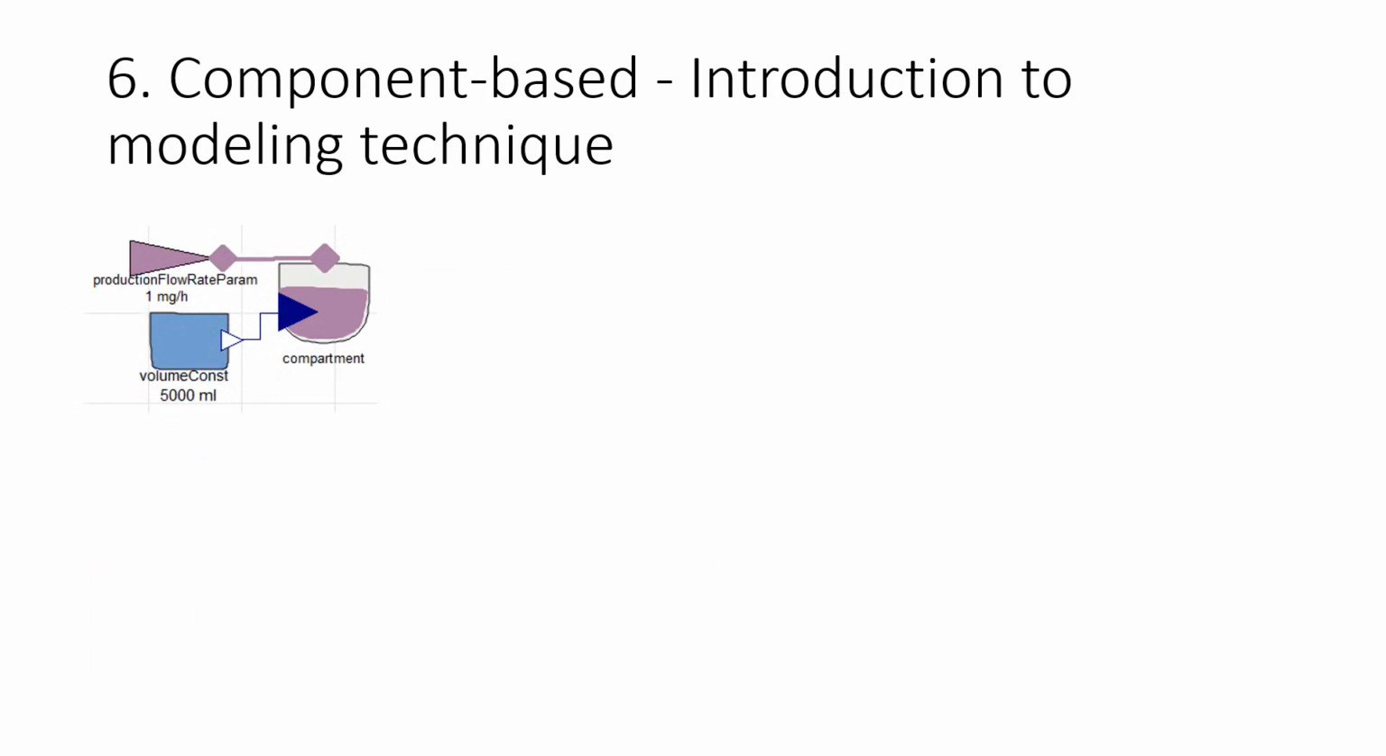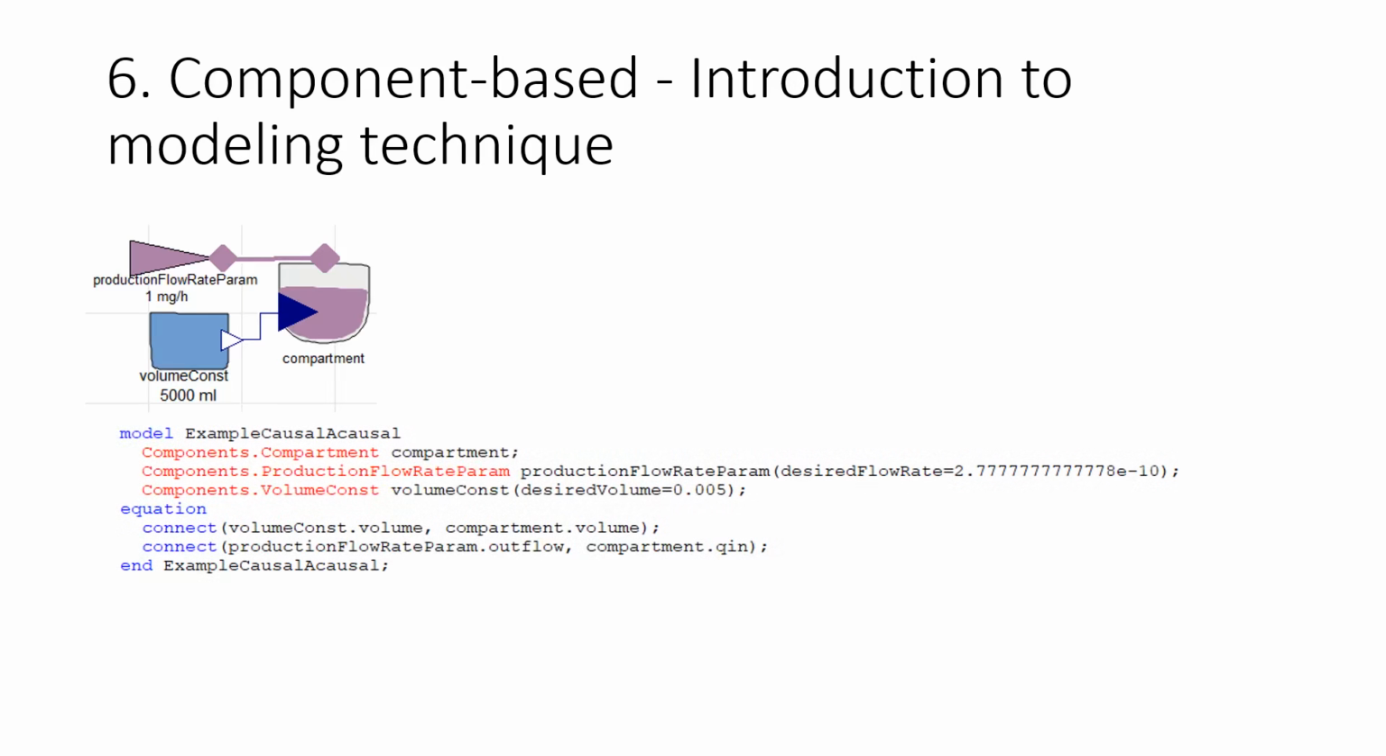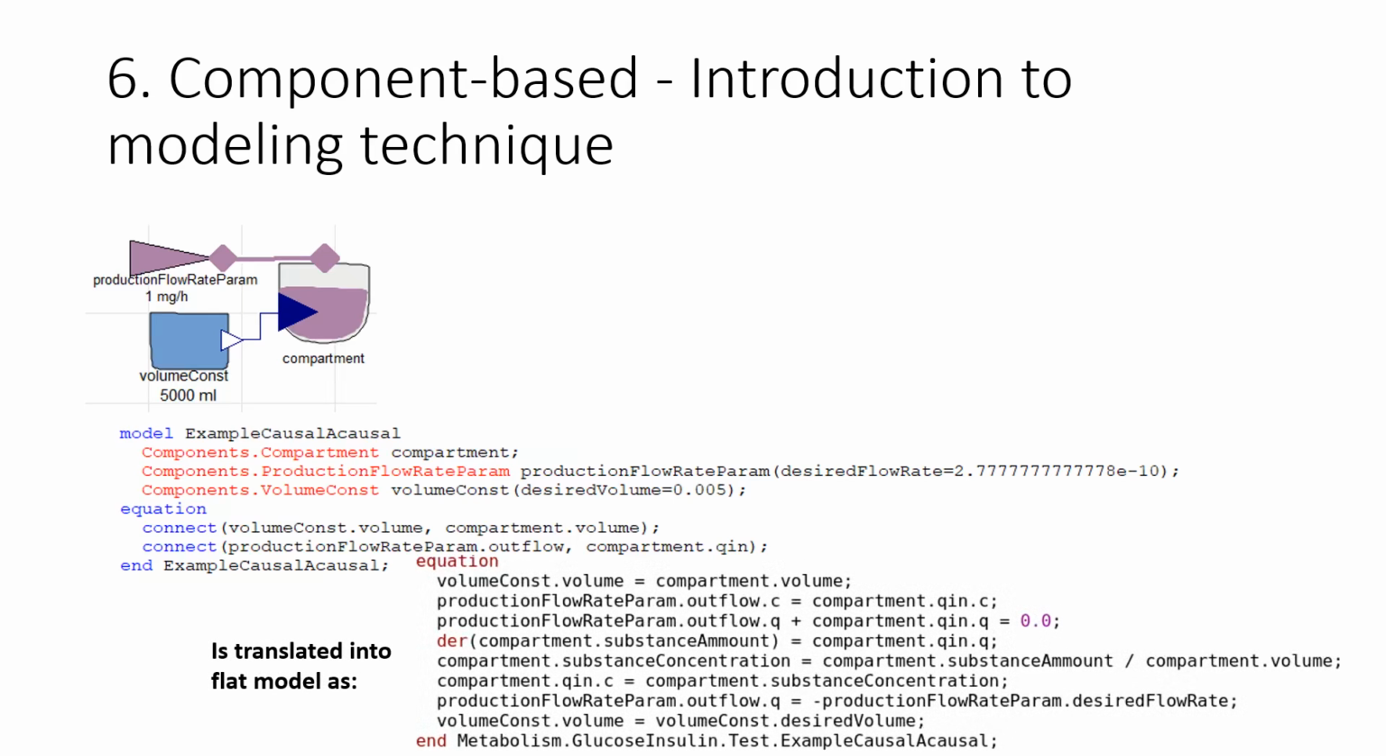Here is the example of a model composed of different components. Here I have three components: one compartment, one production flow rate, one volume constant, and these are connected using one causal connection and one acausal connection. The causal connection is translated into one equation, but the acausal connector is translated into the equality for all non-flow variables, and the sum of all flow variables here is 0.